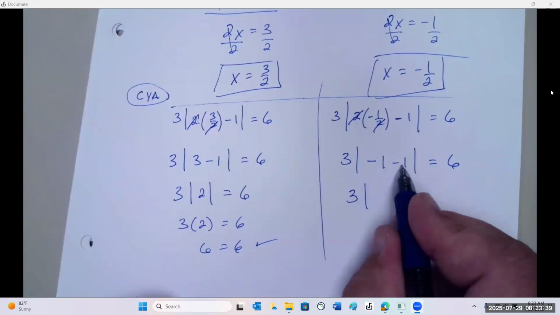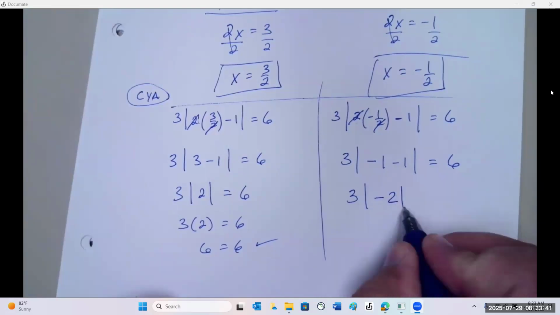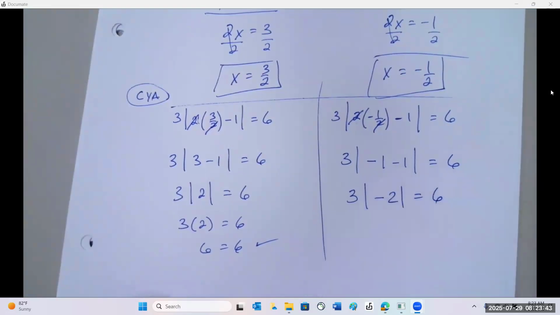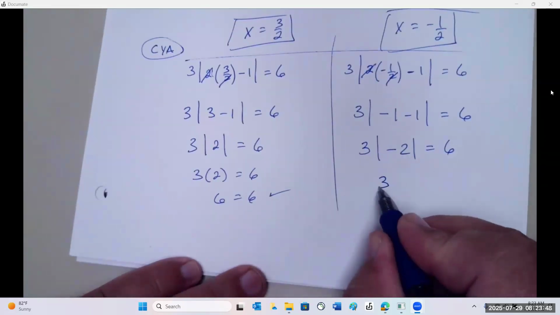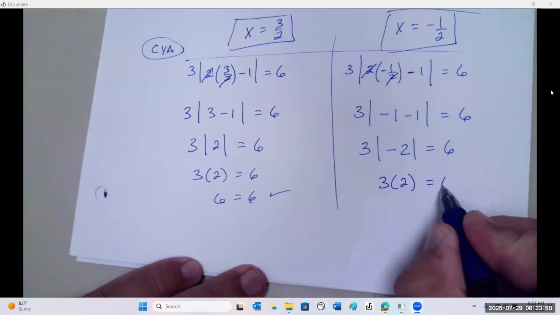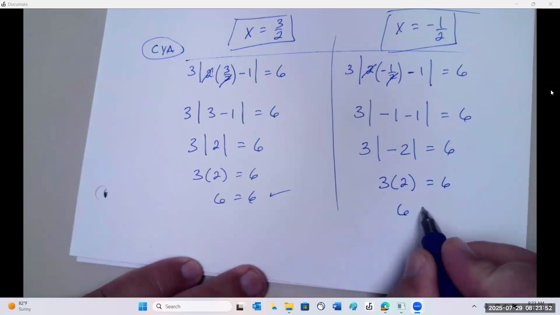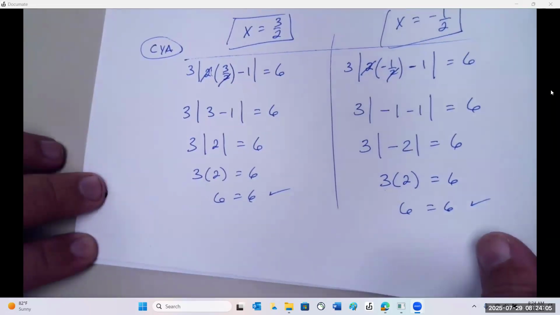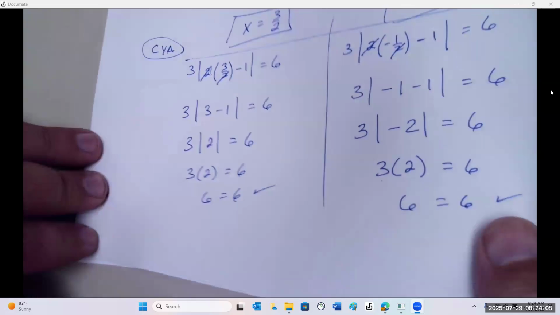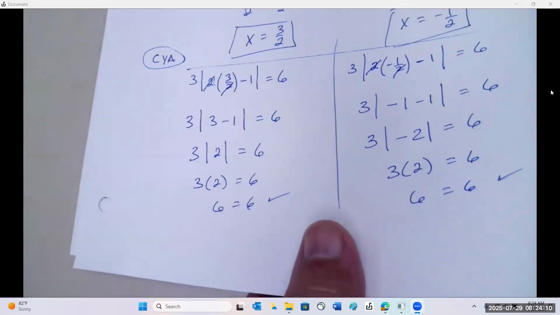Inside the absolute values, negative 1 minus 1 is negative 2. Since they're both negative, I add the numbers. The absolute value of negative 2 is positive 2. 3 times 2 is 6. 6 equals 6, and that works. The process, the steps never change. Order of operations from day one, you have to use it till forever.